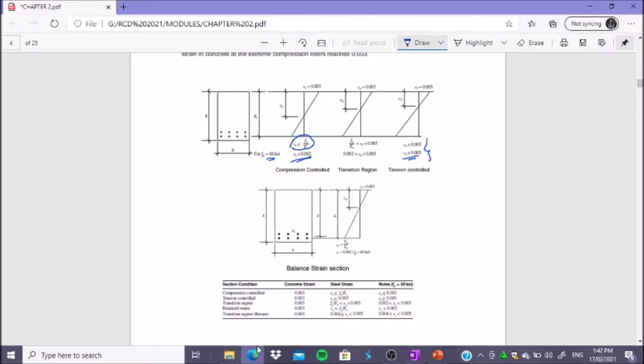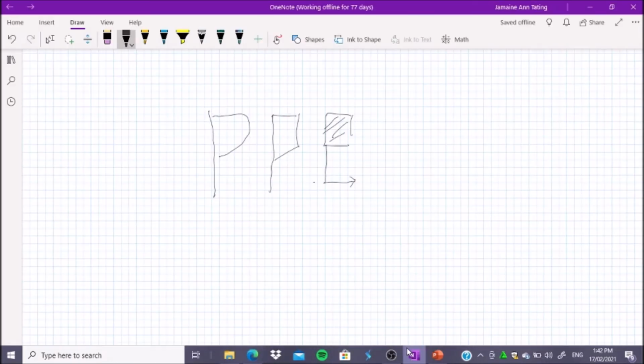Then we have the transition region. You will see that the transition region is 0.002 to 0.005, that is for grade 60 KSI high grade steel. And we have here Fy over Es. Okay, so that is it, so you can understand better. If you look there, we have Fy over Es less than or equal to, then we have here 0.005.